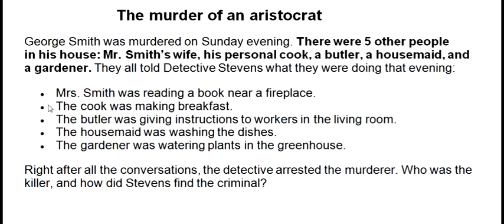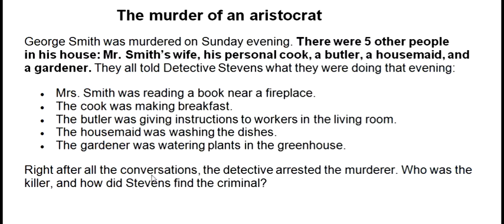Okay? Mrs. Smith was reading a book near a fireplace. The cook was making breakfast. The butler was giving instructions to workers in the living room. The housemaid was washing the dishes. The gardener was watering plants in the greenhouse.